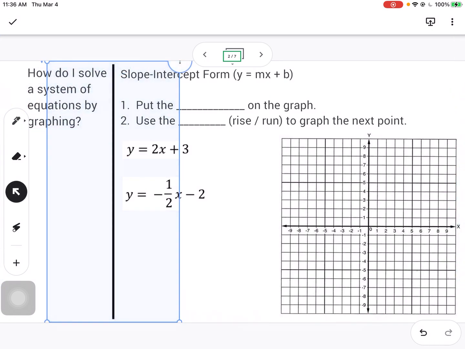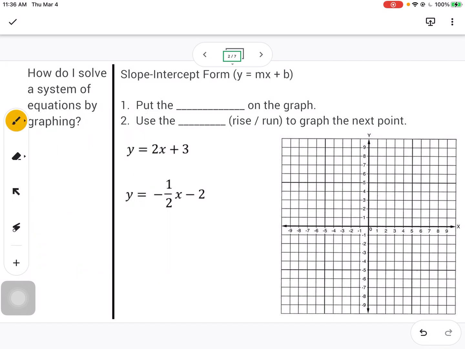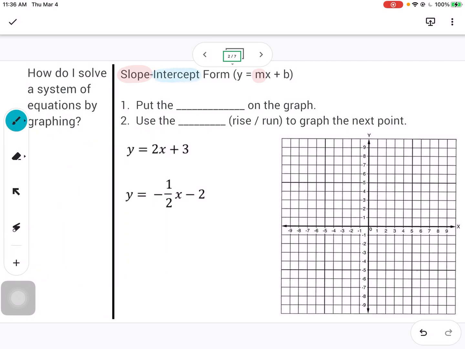So let's get into this problem. Our question today is, how do I solve a system of equations by graphing? Well, to graph, we have been using this form of our equation the most often. We call this slope-intercept form. So slope because our slope is in the equation, and intercept because our y-intercept is also in the equation.